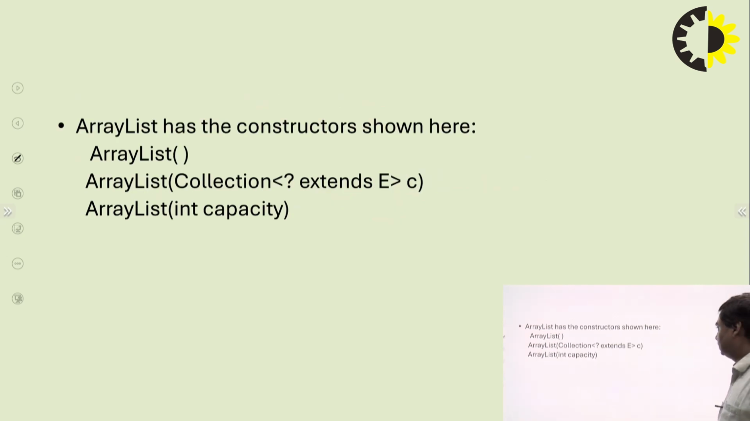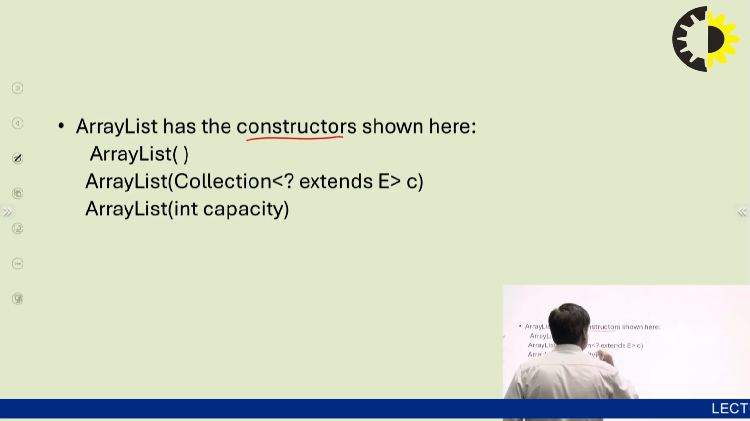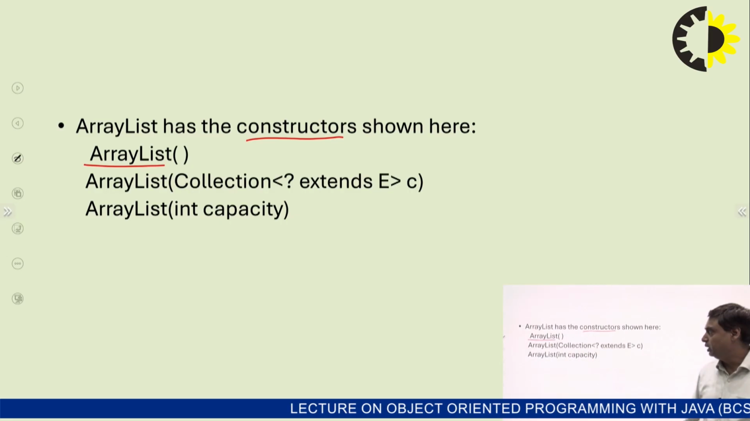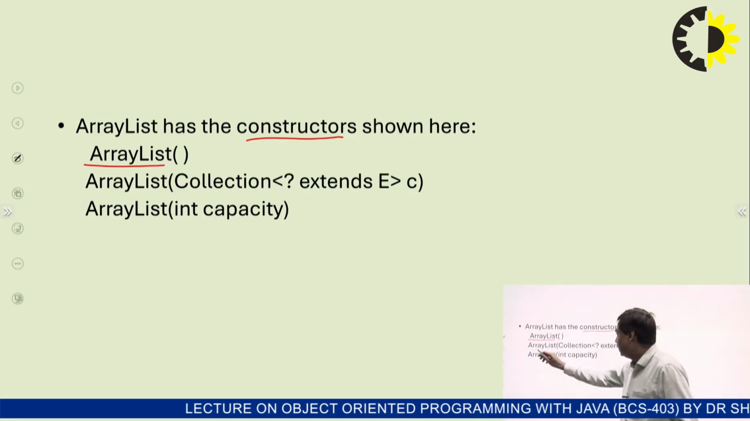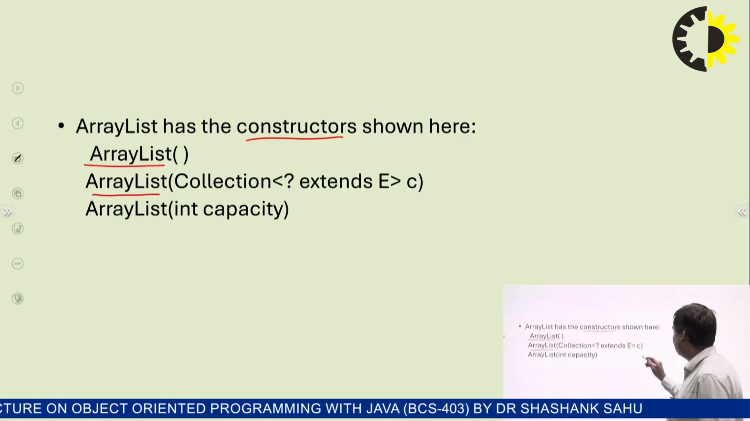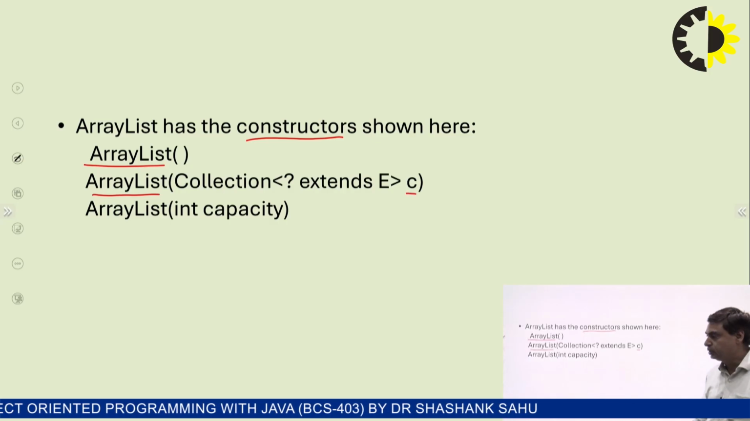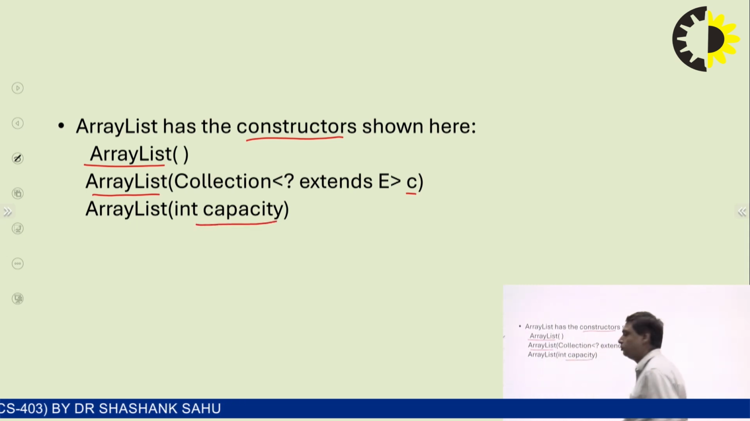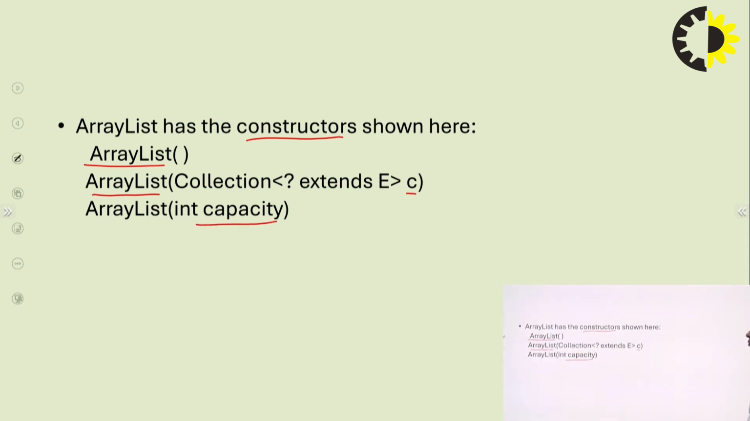Now these are the constructors to create the ArrayList object. The first constructor is ArrayList with no arguments, meaning it will create an empty ArrayList. The second constructor is ArrayList of collection C, so the ArrayList will be created of whatever the type of C is. The third constructor lets you define the capacity: you pass the number of elements, and accordingly the ArrayList will be created.